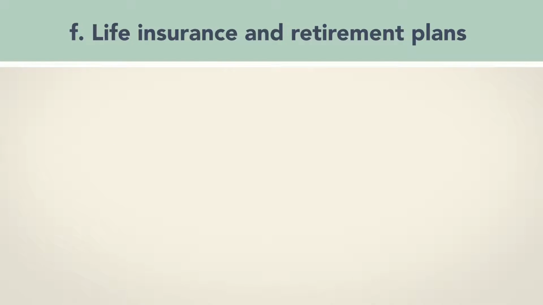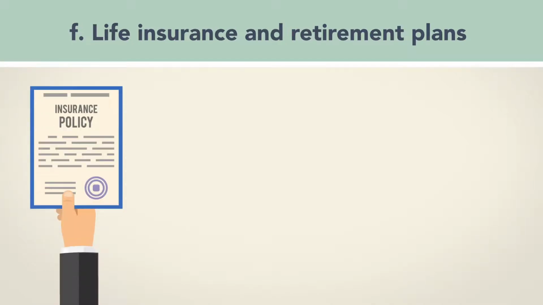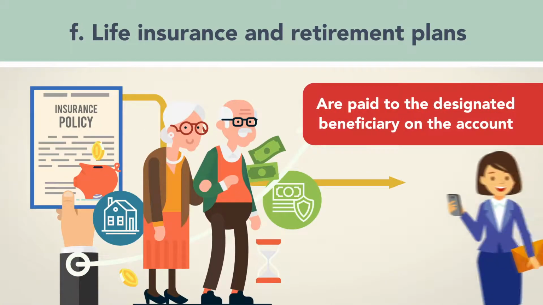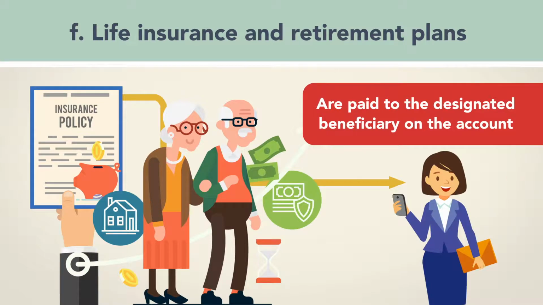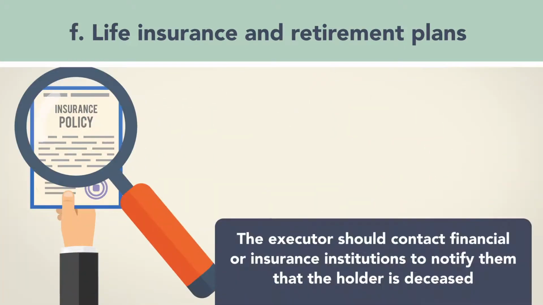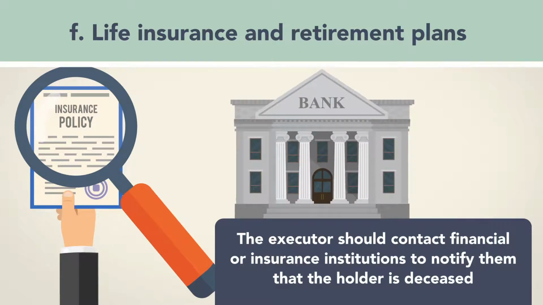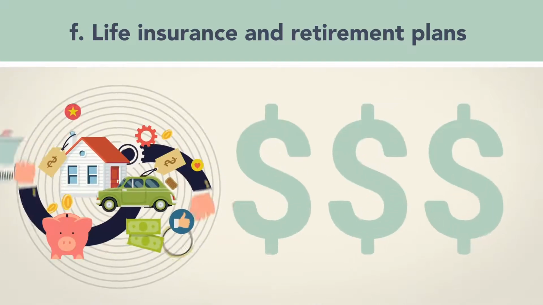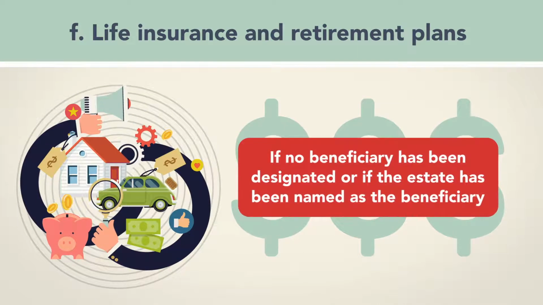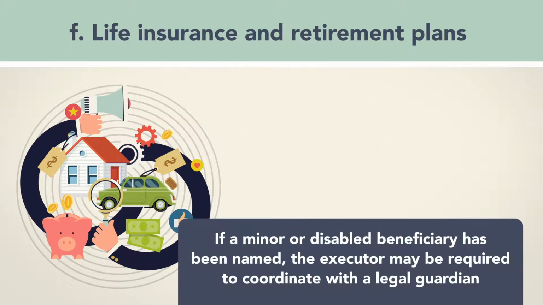F. Life insurance and retirement plans. Both life insurance and retirement plans are paid to the designated beneficiary on the account. Insurance policies should be reviewed, and the executor should contact financial or insurance institutions to notify them that the holder is deceased. The executor can apply for payment to the estate if no beneficiary has been designated, or if the estate has been named as the beneficiary. If a minor or disabled beneficiary has been named, the executor may be required to coordinate with a legal guardian, apply for appointment of a guardian ad litem, and establish a special account before the funds will be distributed.